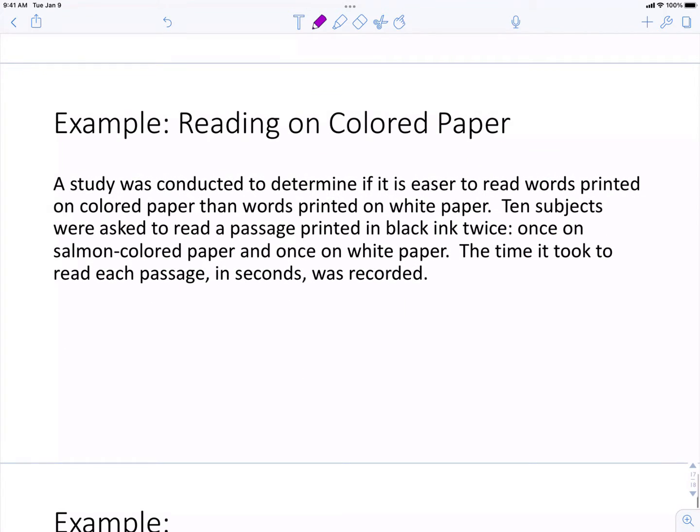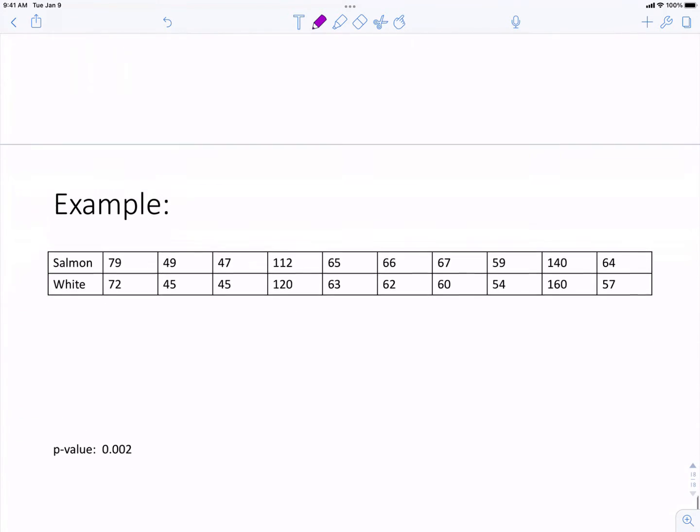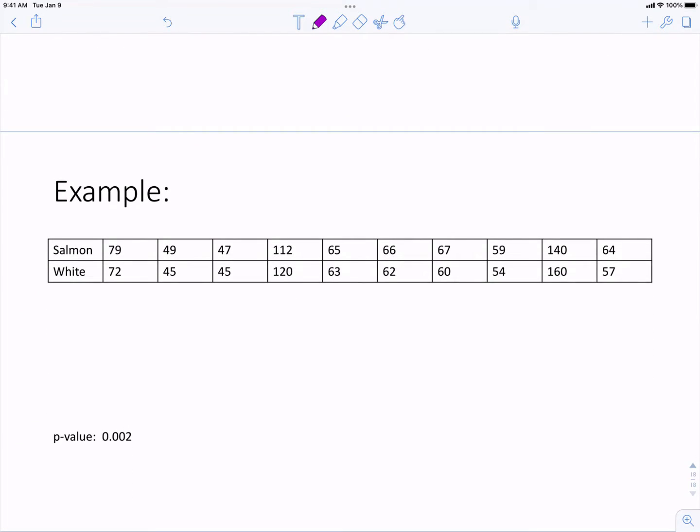So here's an example. A study was conducted to determine if it's easier to read words printed on colored paper than words printed on white paper. So 10 subjects were asked to read a passage printed in black ink twice, once on salmon-colored paper and once on white paper. The time it took to read each passage in seconds was recorded. So here's the data. This is subject number 1. On salmon paper, it took 79 seconds, and on white paper, it took 72 seconds.